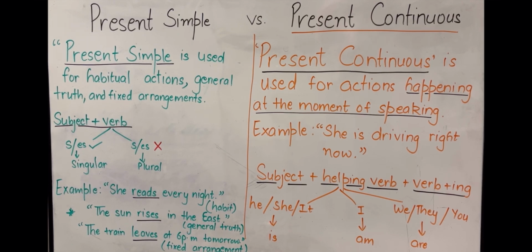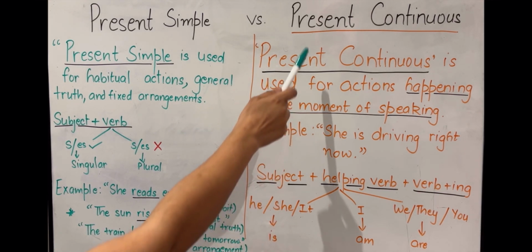However, there is one exception. The simple present tense is used when referring to a fixed schedule or timetable, such as for public transportations, events, or formal meetings. The train leaves at 6 p.m. tomorrow. In this sentence, leaves is in the present simple tense, used here because the train's departure is a fixed schedule. It's a fixed arrangement. So we're using simple present tense for this specific type.